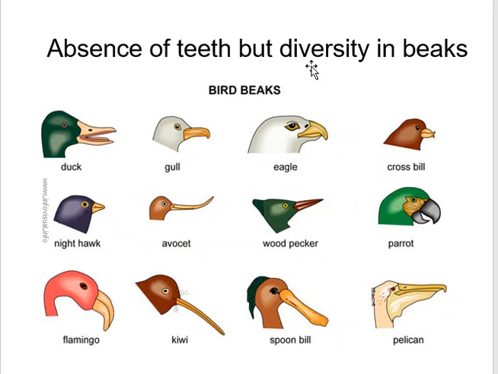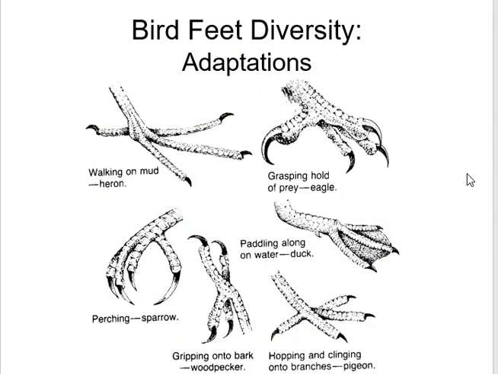There is a lot of diversity in bird beaks. There is absence of teeth, but a big diversity and adaptation in the beak's shape and hardness to the different types of food on which the different species feed. There is also a lot of feet diversity, again, to walk on different types of substrates.